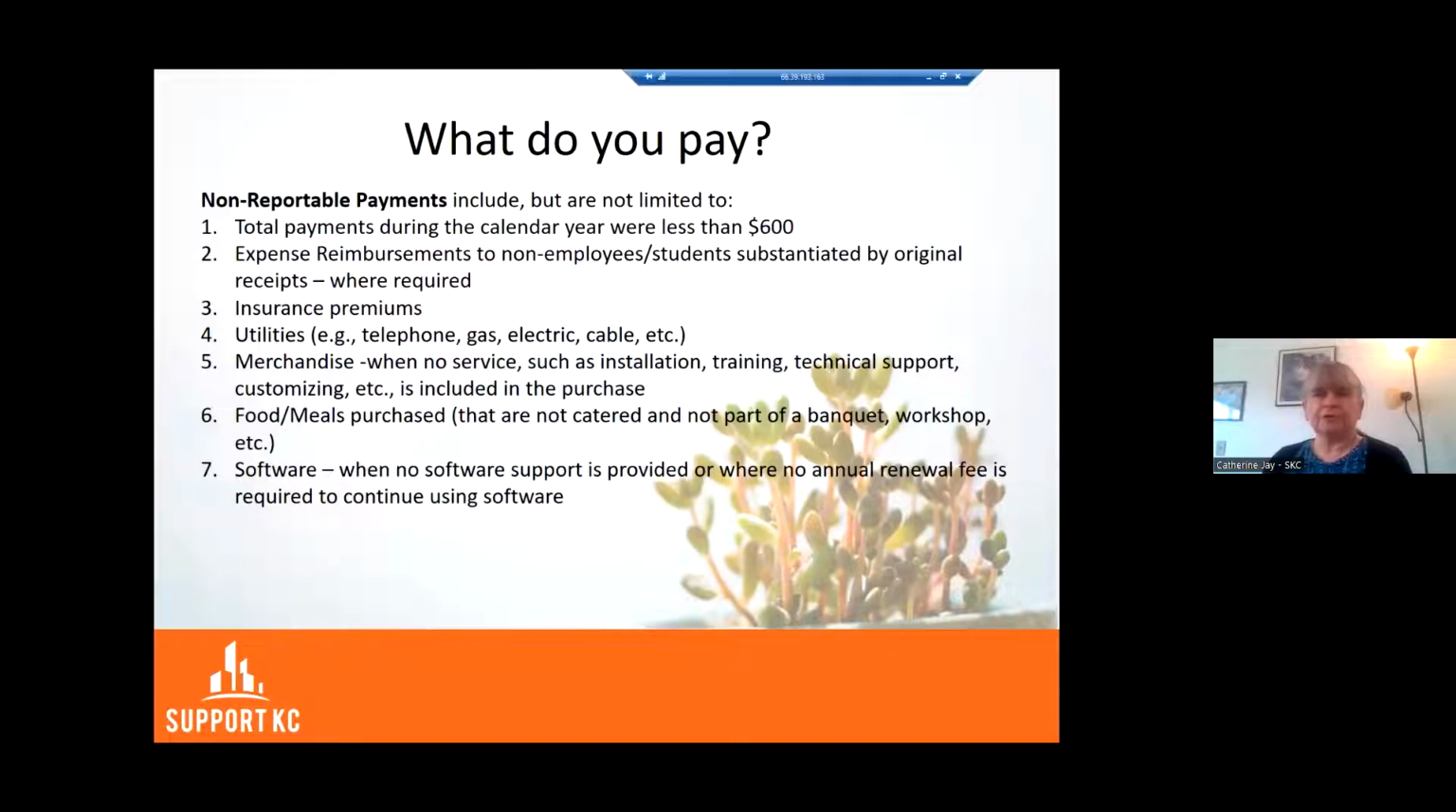If you're buying merchandise where there's no service, there's no installation or training involved in that merchandise that you're buying, that's not reportable. Food and meals are not reportable, except as the catering that was under the reportable list. And then software, if you're buying an off-the-shelf package and there's no renewal fee, there's no support, you're just buying the software, then that is not a reportable payment.